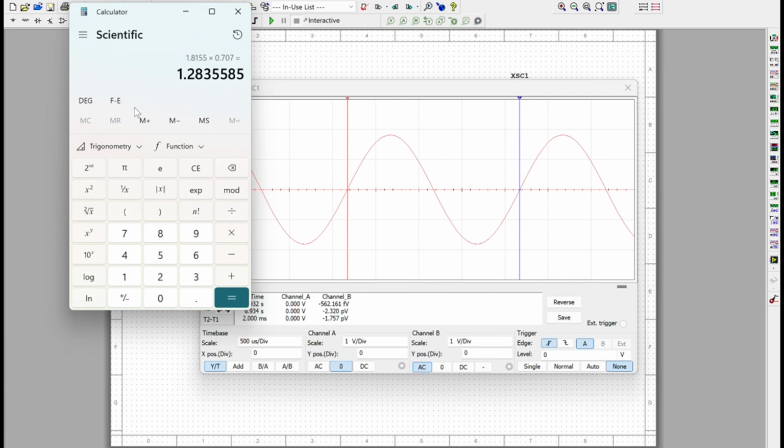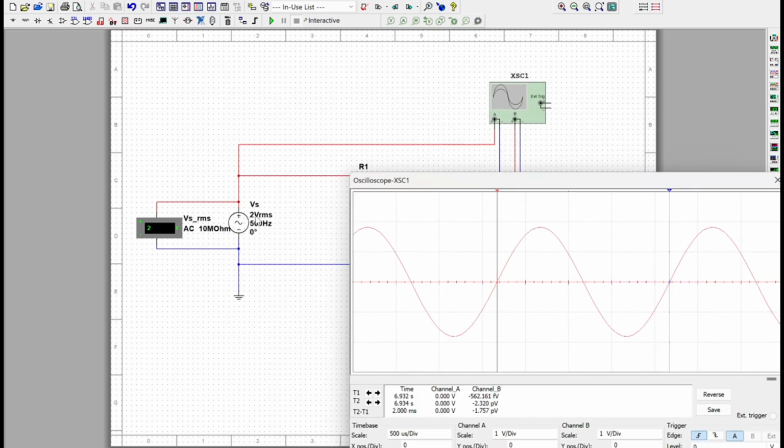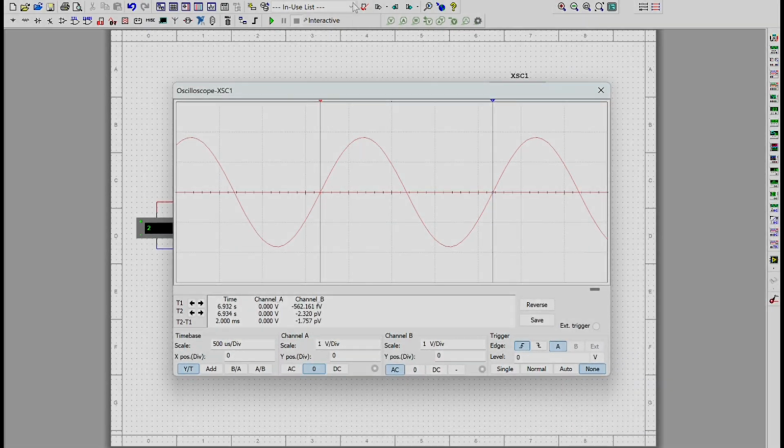So again, we calculate frequency using this time period. So 2 milliseconds is 10 to the power of negative 3 times 2, and then we divide 1 by this, which gives us 500 hertz for the frequency for both of these graphs, which would make sense because the frequency on our input source is 500 hertz, so for both of these to match, it would make sense to be 500 hertz. And that is how you take measurements on an AC circuit.